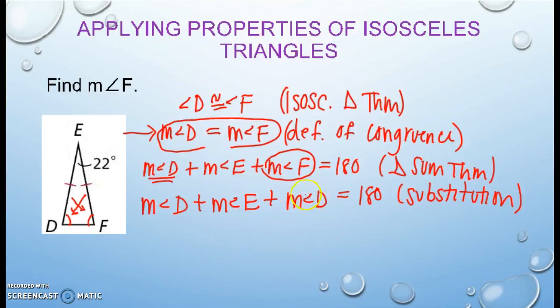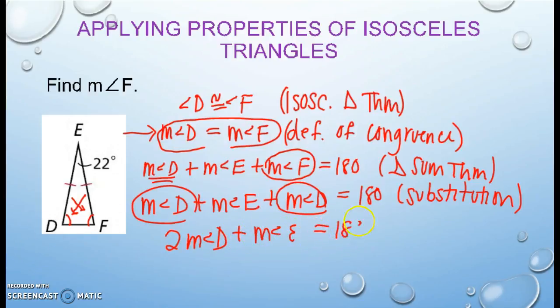And by combining like terms, I'm able to then solve this equation. So how many measures of angle D do I have? Well, I have 2. So 2 times the measure of angle D plus the measure of angle E has to be 180. And that is just combining like terms or simplifying.